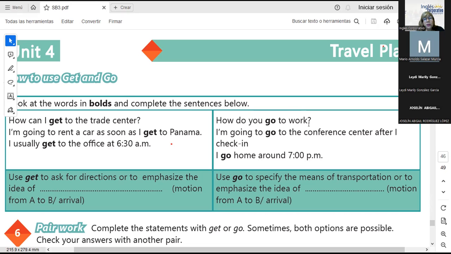How do you go to work? Okay, in this case, it's asking you the means of transportation. Okay, look at this. Use get to ask for directions or to emphasize the idea of, okay, what is your answer? Motion from A to B or arrival? What can be your answer? Motion from A to B or arrival? When you say get. Hello. What do you say, guys? What is your answer?